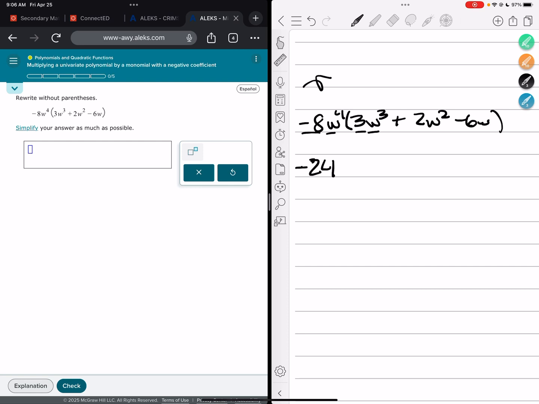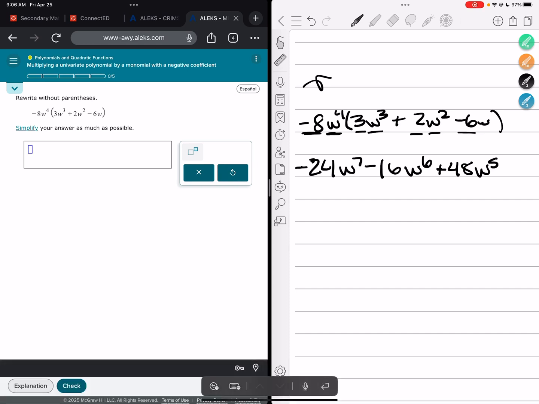Then I go w to the fourth times w cubed. Remember, that means I add the exponents, so 4 plus 3, which gives me w to the seventh. I then do the next one, so I go negative 8 times 2, which is negative 16, w to the fourth times w squared, which gets me w to the sixth. And last one, I go negative 8 times negative 6, which is a positive 48. And then I go w to the fourth times w, which is w to the fifth.